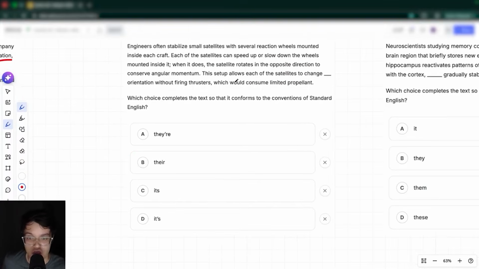Singular and possessive. This setup allows each of the satellites to change orientation without firing thrusters, which would consume limited propellant. This is kind of a weird example, but we have each here. Each would be referring to a singular thing because it's saying each of the satellites. So basically every single individual one of the satellites. So that must be singular. Again, it is also possessive because it says orientation, basically the orientation of the satellite. So we have to use a possessive thing in singular, which would again be its.